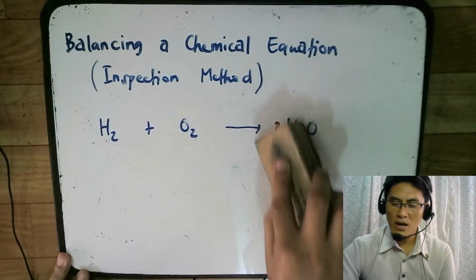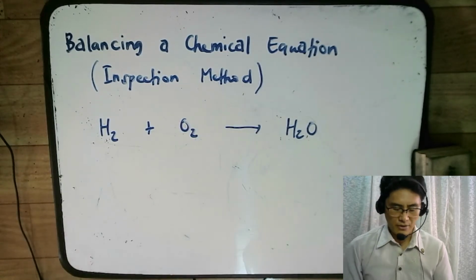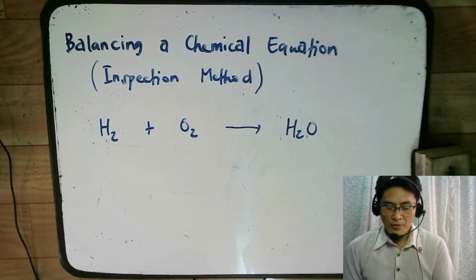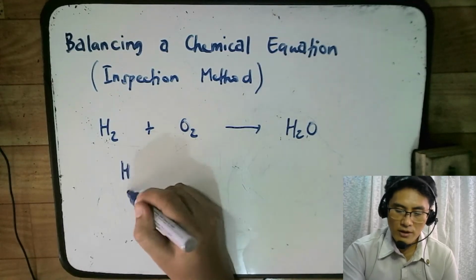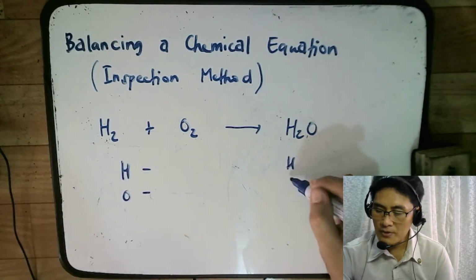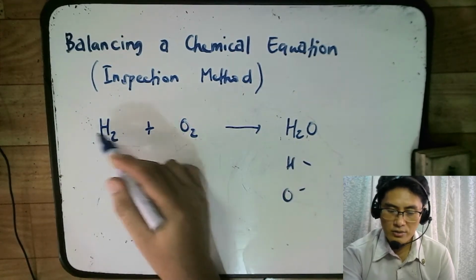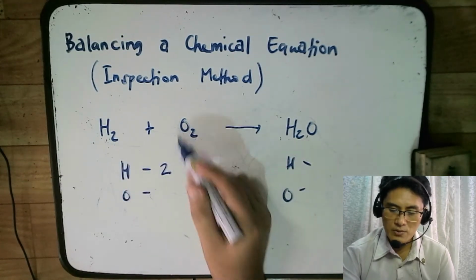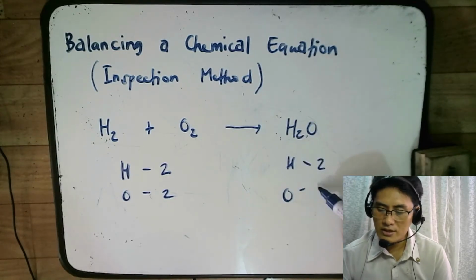So how do we balance an equation using the inspection method? Well, first you count the number of elements on each side. Obviously you only have hydrogen and oxygen here. So again, this is 2 times 1, so that's 2. 2 times 1, that's 2. 2 times 1, that's 2. 1 times 2, that's 2.